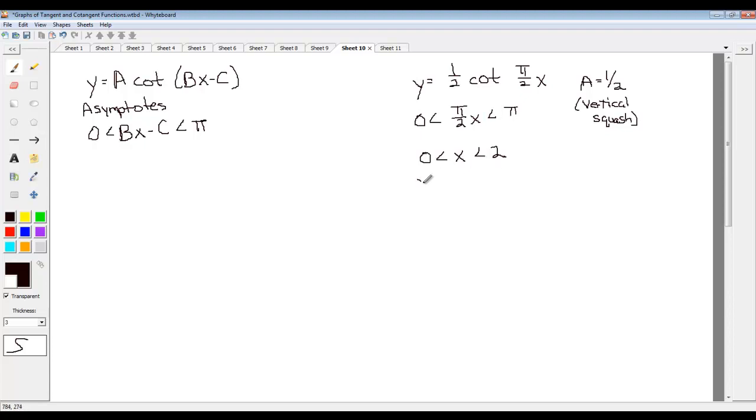You're going to have an x-intercept halfway in between at 1, 0. Like if you have 0, 2, 1, that's going to be an x-intercept. And then at 1/2, you're going to have 1/2, and at 3/2, excuse me, negative 1/2.